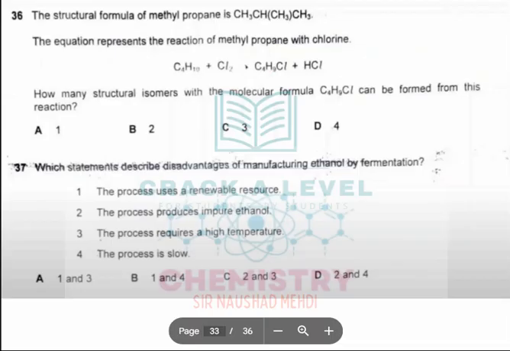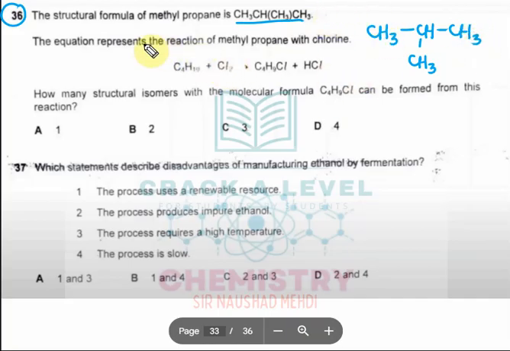In MCQ number 36, it is saying that the structural formula of methyl propane is given to you. So the structural formula is like this: CH3, we have CH. Now in the bracket we have CH3. This bracket CH3 means that it's a branch. And then again we have CH3. So it would be like this.